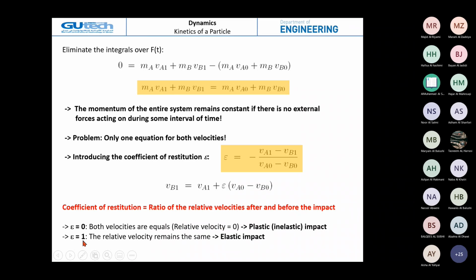When epsilon is equal to 1, the relative velocity remains the same. It means that if it's equal to 1, you have this velocity equal to this one. In this case, we call it elastic impact.